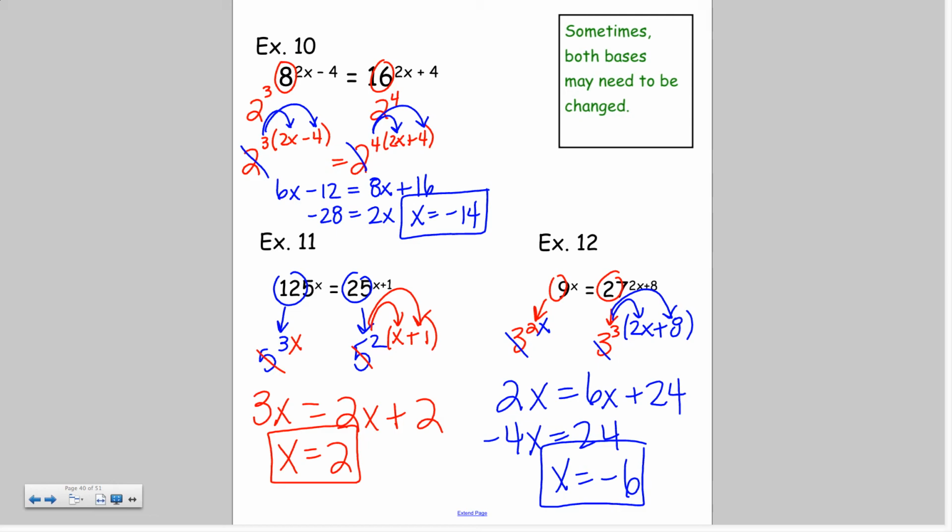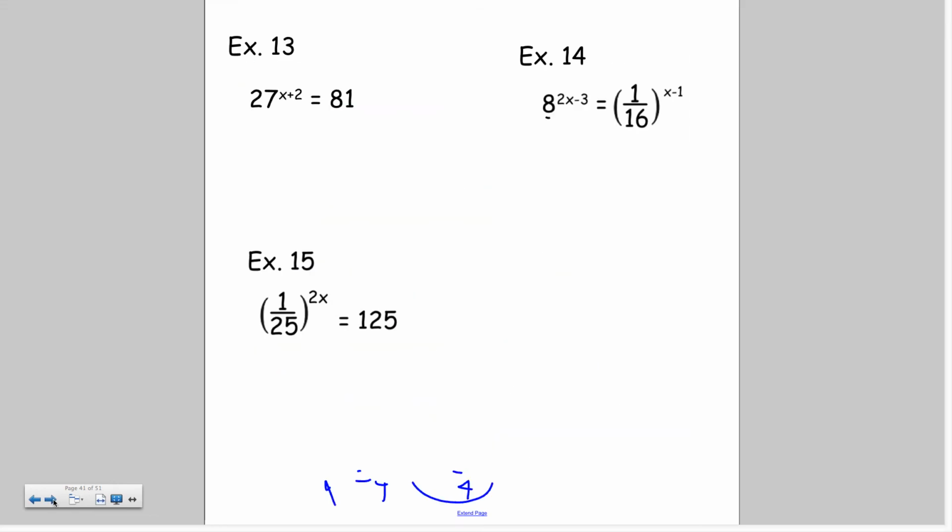Alright, page 20. Alright, I'm going to focus on 14 and 15 because of the fractions. So, in example 14, I've got 8 and I've got 1/16. So, I need to think, okay, how can I rewrite 8 as a base that I can rewrite 1/16 as the same base. The only thing that those two numbers have in common is a base of 2. So 8 is going to be 2 to the third.